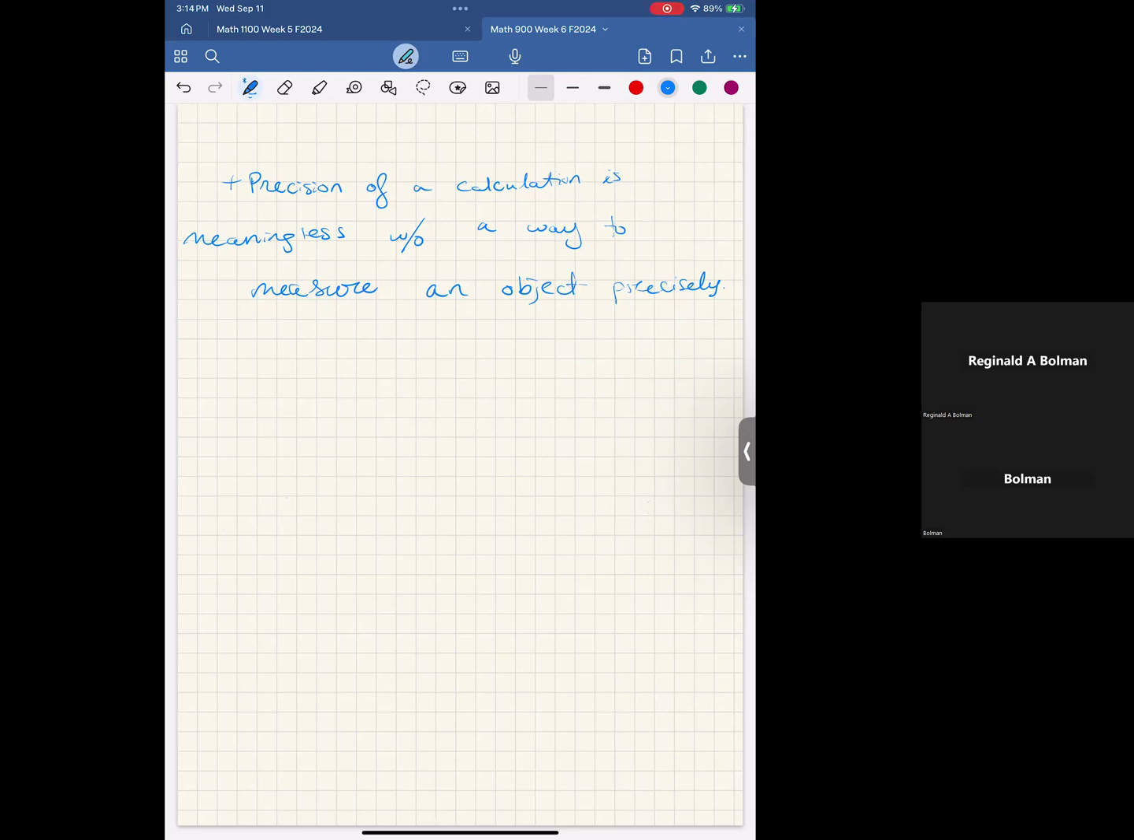And so measurement is always relative to one's ability to measure a specific reference. Okay, so for example, I'll just write that down. Measurement is only precise relative to a reference.